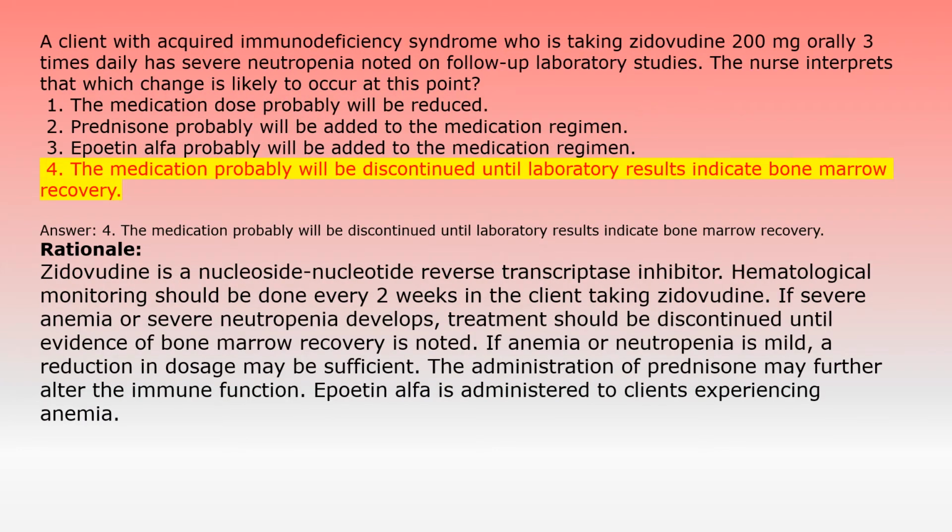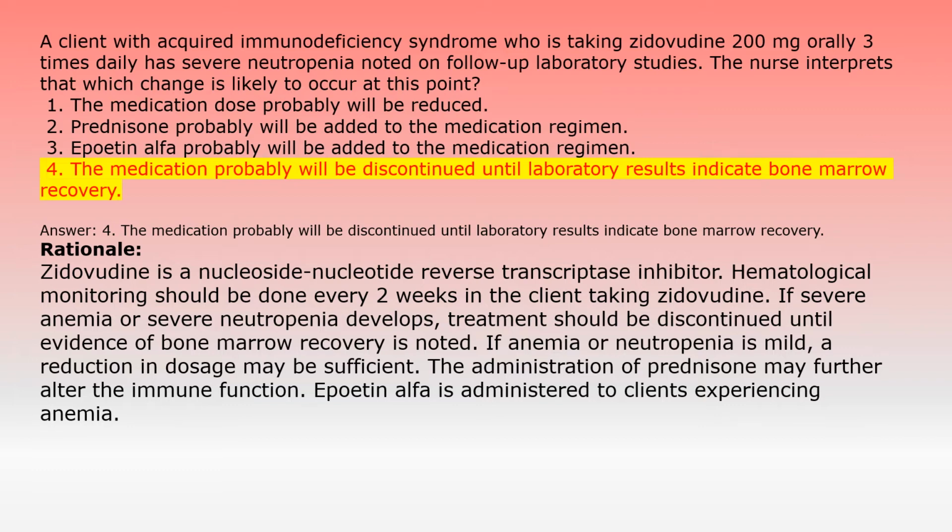Answer. 4. The medication probably will be discontinued until laboratory results indicate bone marrow recovery. Rationale. Zidovudine is a nucleoside-nucleotide reverse transcriptase inhibitor. Hematological monitoring should be done every 2 weeks in the client taking zidovudine. If severe anemia or severe neutropenia develops, treatment should be discontinued until evidence of bone marrow recovery is noted. If anemia or neutropenia is mild, a reduction in dosage may be sufficient.